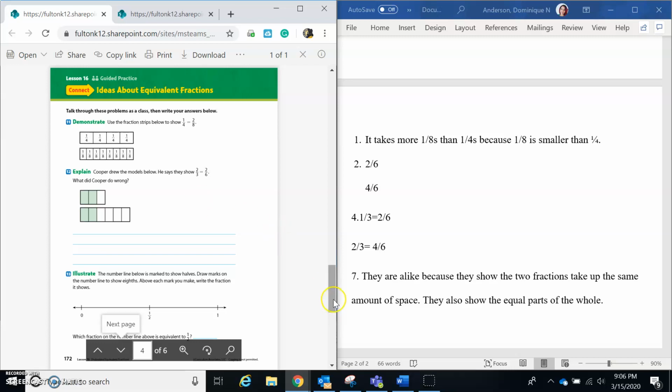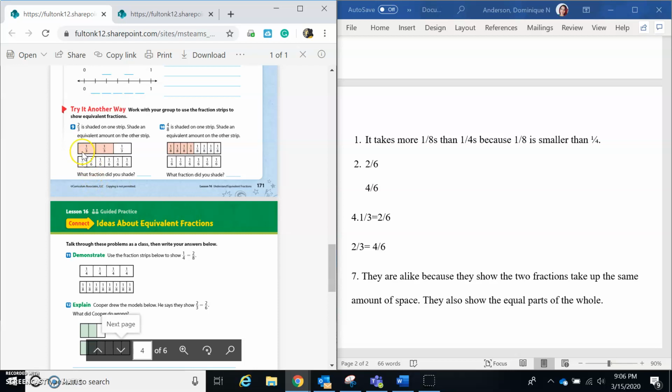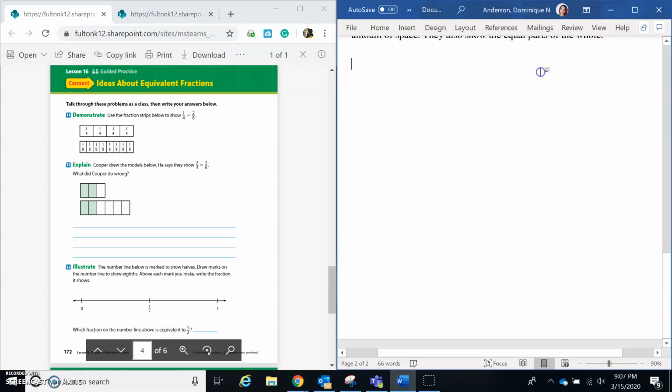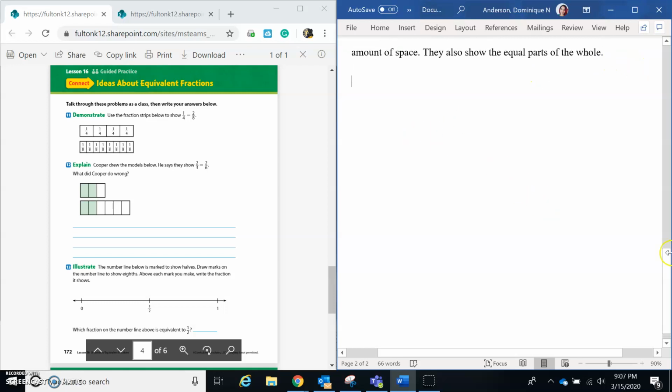So before you answer that, I want you to look. If you look at the strips here, what do you notice in the strips here? What do you notice about their size? Not the parts, but just the size of the strip. Do you see how they're the same? One's not longer than the other, one's not short. They are the same. And I'm talking about the outside, not the inside. So if we go back, what did Cooper do wrong? Did he draw those strips to be the same size? He didn't. So that's what we're going to put on, for number 12.